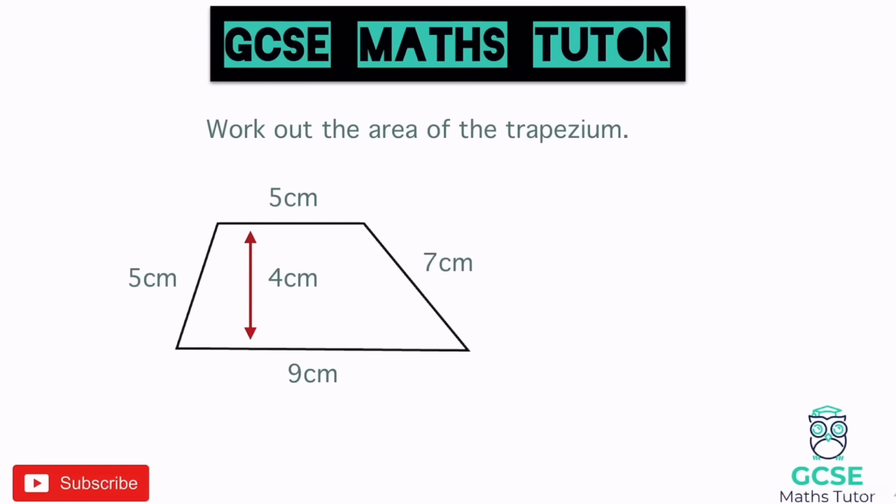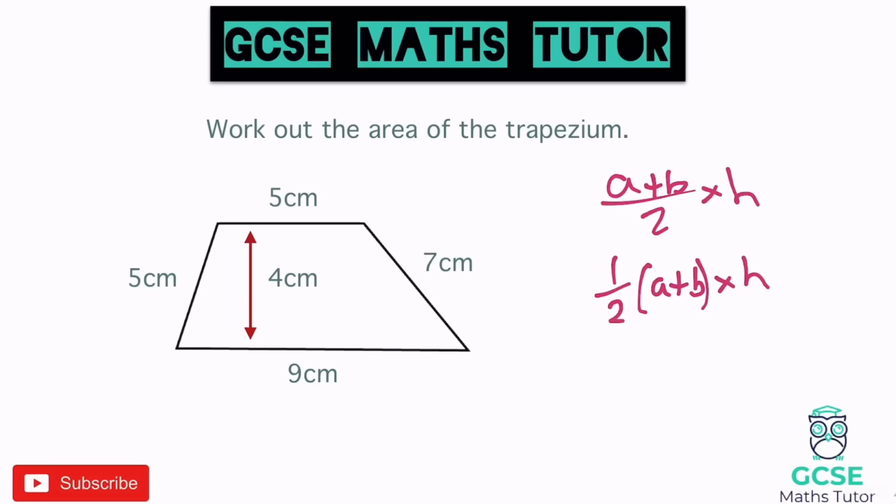Right, working out the area of a trapezium. There's a formula for the area of a trapezium. It's a plus b over 2 times by the height, or it can be written in a slightly different way. You can say half a plus b, again times in by the height. Now a and b are the parallel sides, which in this case is the 5 and the 9. So we add those together to start with, so 5 plus 9, we halve that, so 5 plus 9 is 14, half of it is 7. And then we times that by the height.